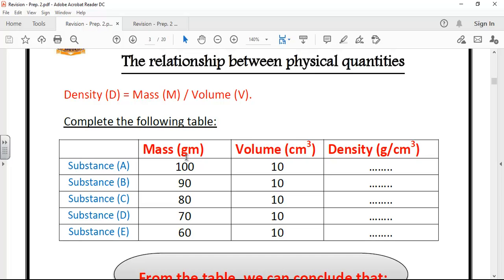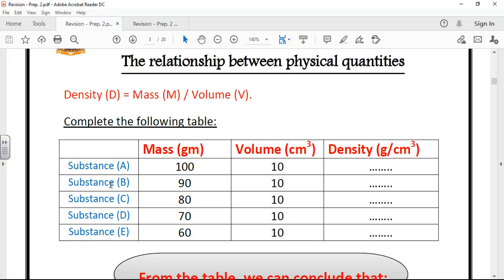I want to complete this table here. As you can see, substance A, substance B, substance C, D, E, and F. Here the masses are in gram, and the volume in centimeter cube. We want to find the density of each one. How? Who can help? Who can find the density of substance A? Yes, that's it. Excellent. Density equals mass over volume equals 100 divided by 10, so it will be 10.